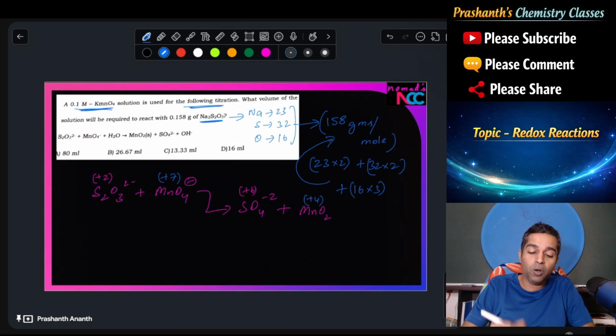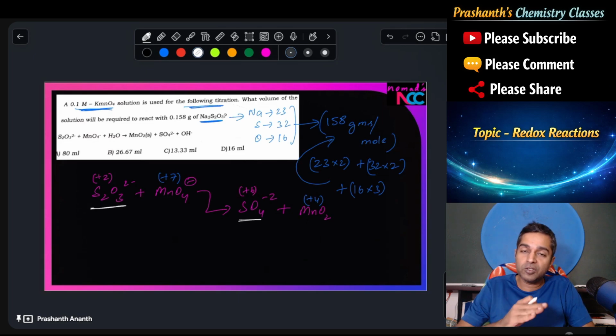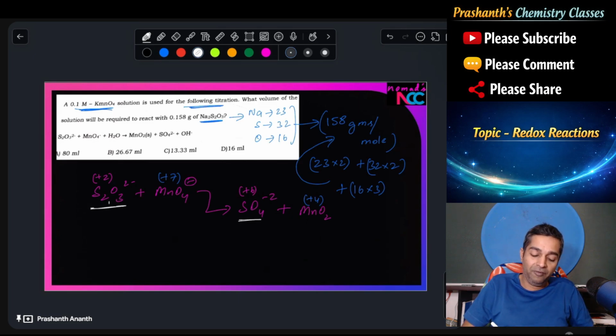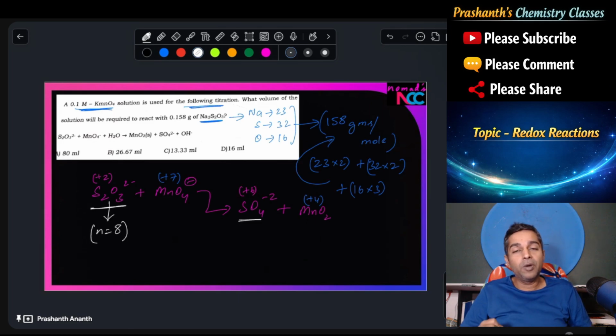So now let's put down the N factor for each of these. S2O3 2 minus is becoming SO4 2 minus, right? So sulfur goes from +2 to +6. Each sulfur atom is losing 4 electrons. But there are 2 sulfur atoms in S2O3 2 minus. So per sulfur it is 4 electrons transferred, and for 2 sulfurs it's going to be 8. So the N factor for this is 8 in this particular reaction.